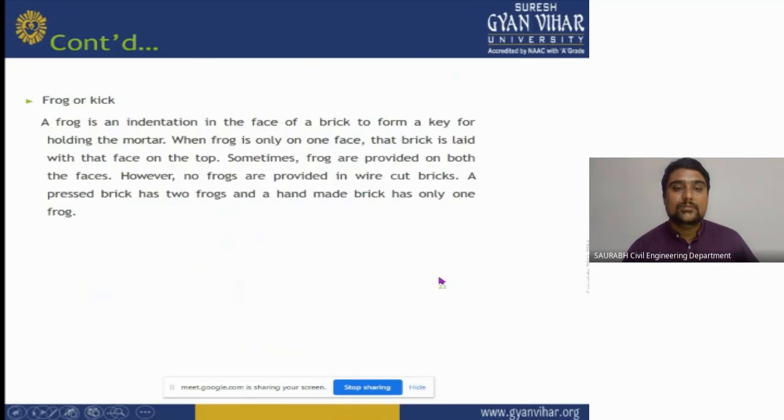Now we will come to the very important question: what is the frog or kick? Frog is the indentation in the face of the brick to form a key for holding mortar. When the frog is only on one face, these types of bricks are used, and the frog is used for the binding of a course or layer.